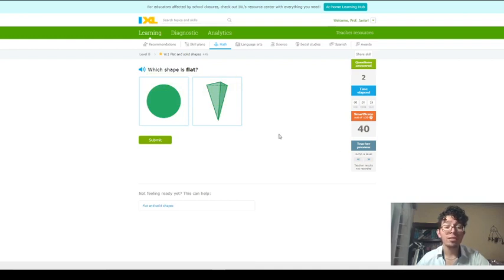Which shape is flat? ¿Qué figura es plana? This circle or this triangular prism, o este prisma triangular. The circle or the triangular prism? I think the one that looks like paper, yo creo que la que se mira como un pedazo de papel y es plano, is the circle. So I have to click on the circle.